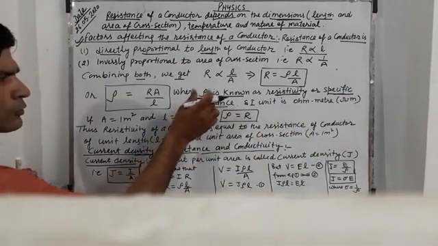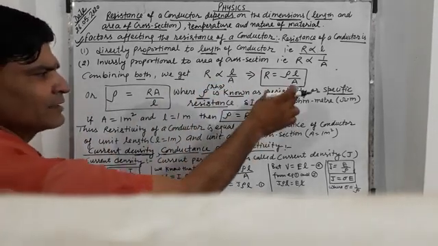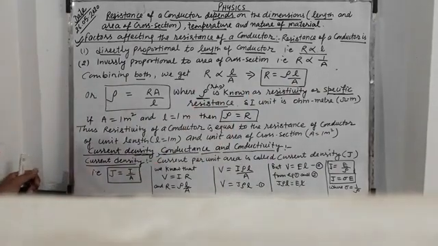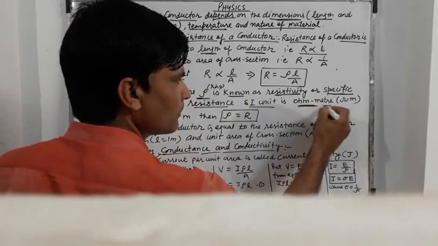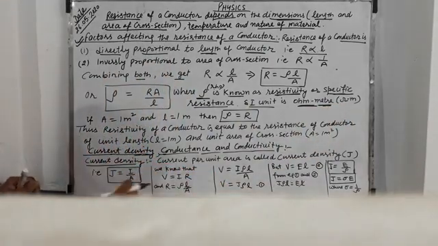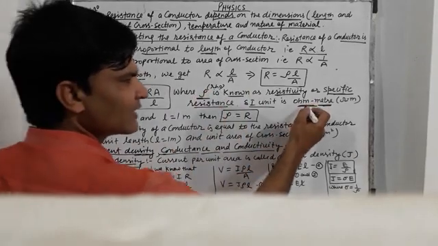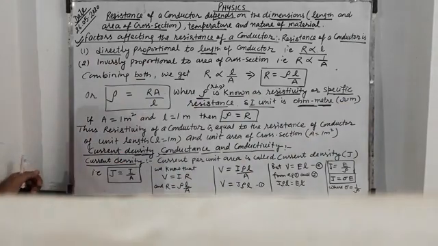Once again, rho is known as resistivity or specific resistance. The SI unit of resistivity is ohm meter, denoted by omega m.